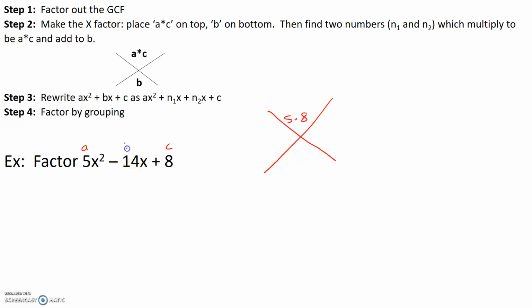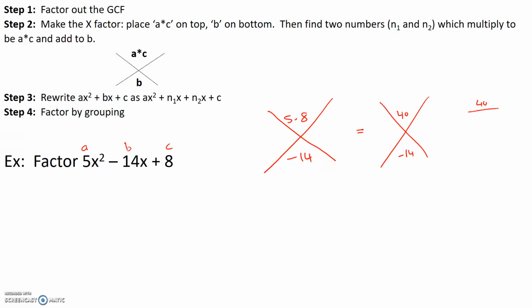We put the middle term, the b, on the bottom of the x factor. If I multiply 5 times 8, this gives me 40. And then I still have the negative 14. Now I need to find two numbers that multiply to 40, add to negative 14. So let's list all the factors of 40.